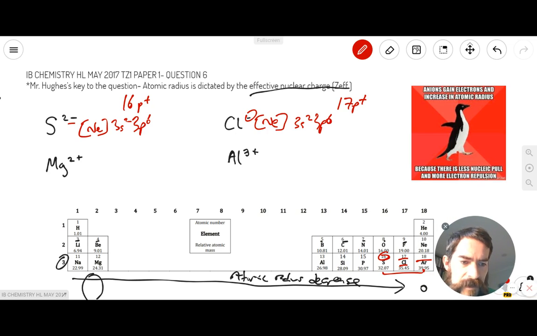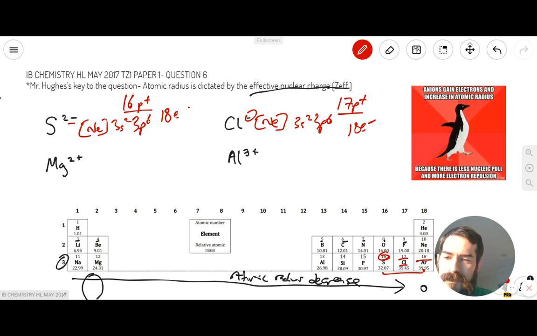So I'll just repeat that statement again. If you compare 16 protons in a sulfide ion trying to hold on to 18 electrons, versus 17 protons trying to hold on to 18 electrons, hopefully it's easy to see that the 17 protons will be more effective at holding on to the 18 electrons than the 16 protons. And for that reason, the chloride ion is slightly smaller than the sulfide ion.